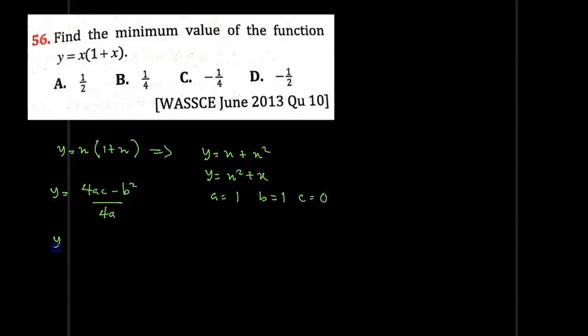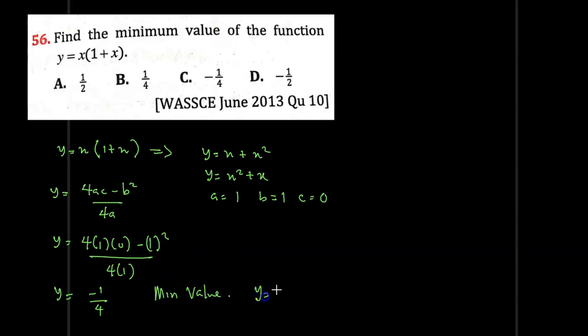Substituting it into this, y will be equal to 4 times 1 times 0 minus 1 all squared, all divided by 4 times 1. Simplifying, 4 times 1 times 0 is 0, so we will be left with negative 1 at the numerator divided by 4. So our minimum value for this question is y equal to negative 1/4, which is possible answer C. Let's take another one.